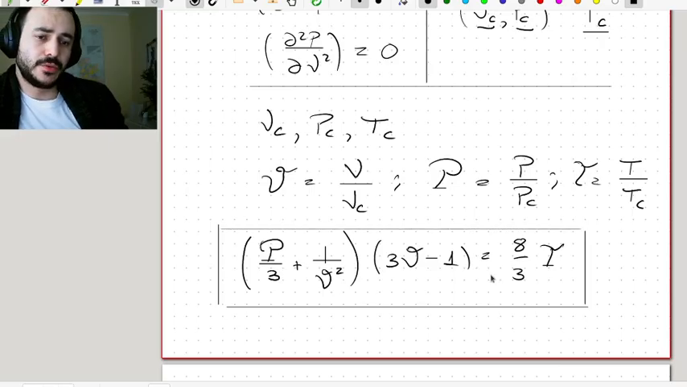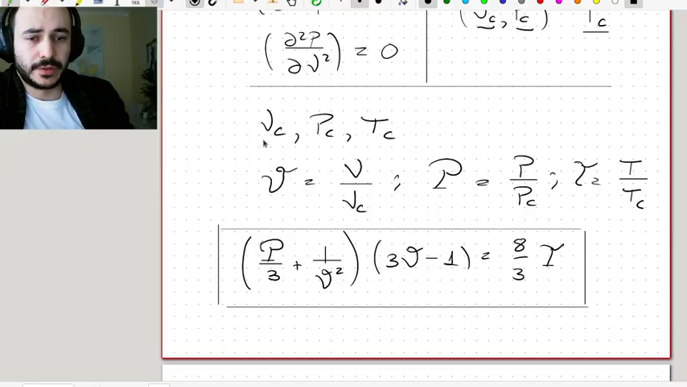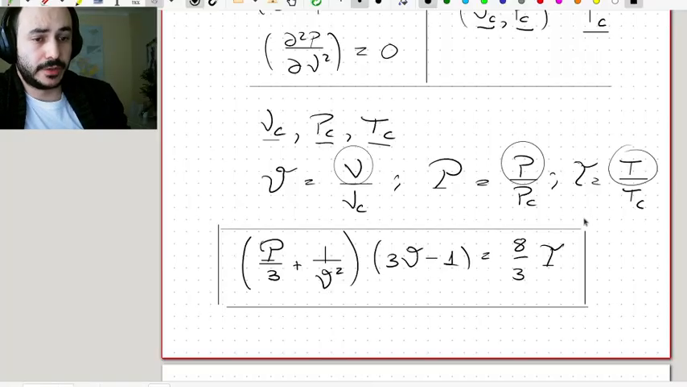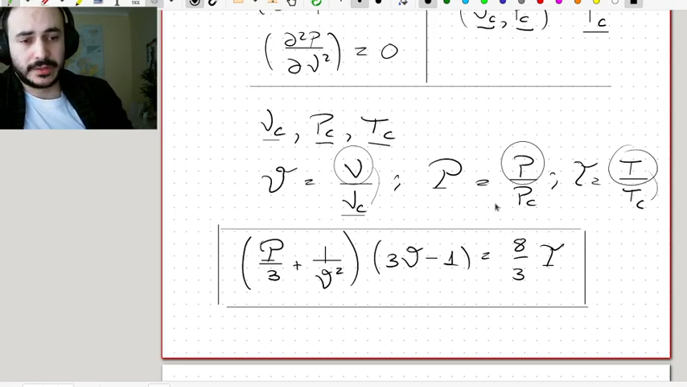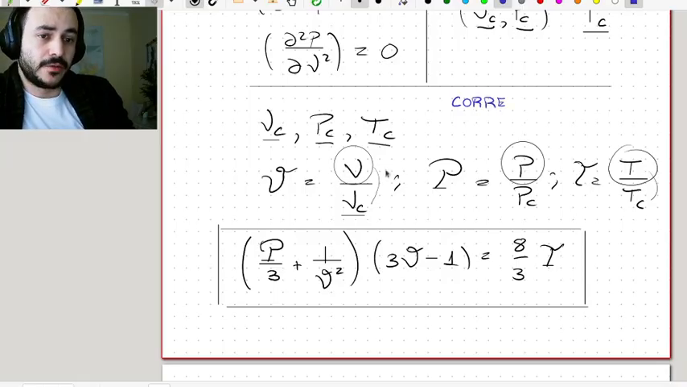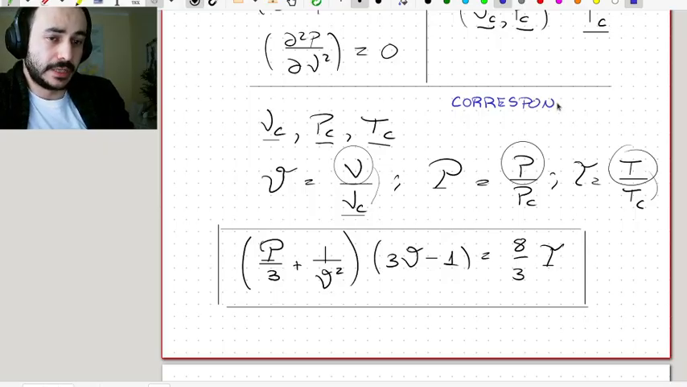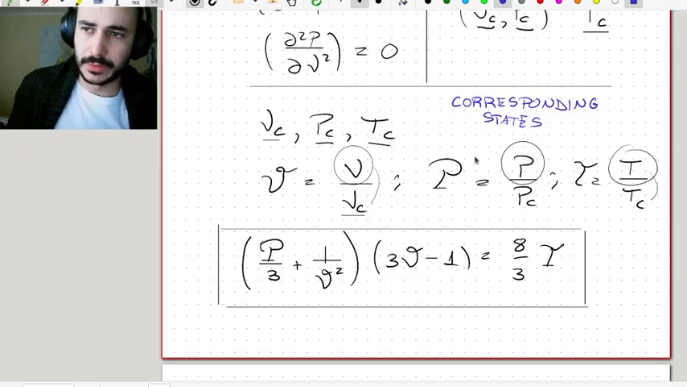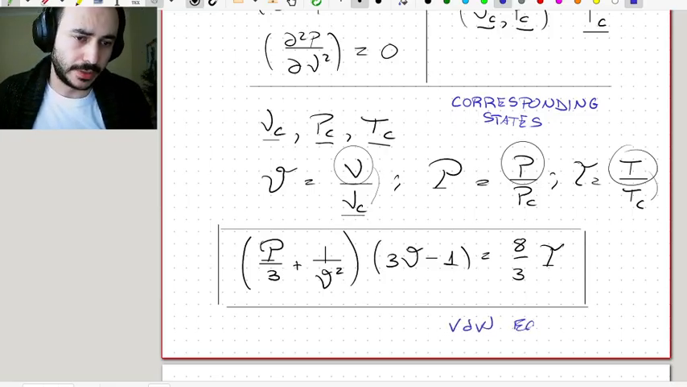So imagine that we have two different gases. The two different gases have different critical volume, different critical pressure, and different critical temperature. Imagine now that these two gases are at different volume, different pressure and different temperature, but the ratio of volume to critical volume, pressure to critical pressure, and temperature to critical temperature is the same for the two gases. Then we say that the two gases are in what's known as corresponding states. Gases in corresponding states are gases for which these rescaled dimensionless pressure, volume, and temperature have the same values, and these gases physically behave the same. So that's corresponding states. That's the notion I wanted to introduce, and this is the van der Waals equation of corresponding states.